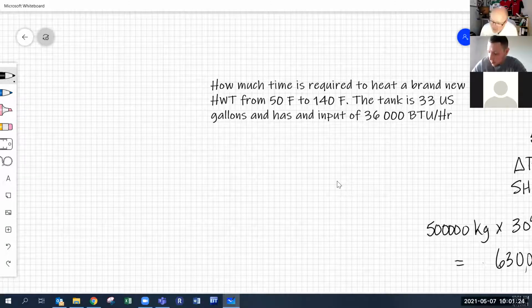So this is the kind of tank that you're going to replace at grandma's house. So you go to grandma's house and you're replacing her hot water tank for her. Now, she wants to know how long it's going to take until she can have a bath after you finish installing this tank. And through these sensible heat equations, we can actually figure out how much time it will take.